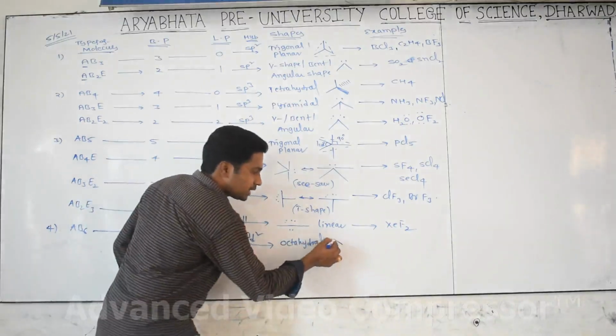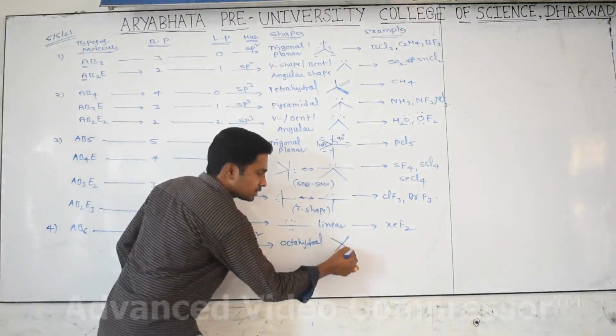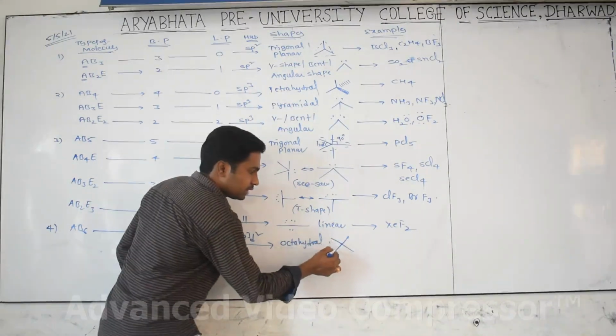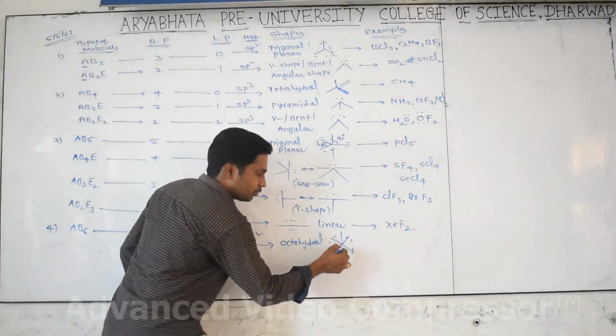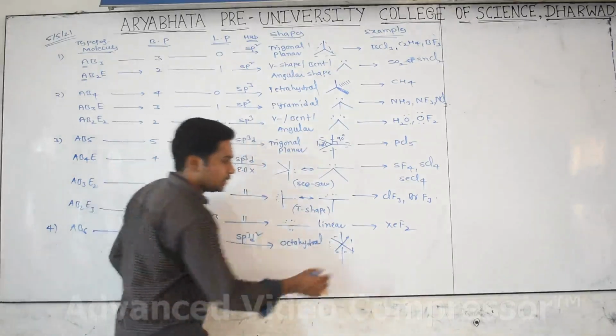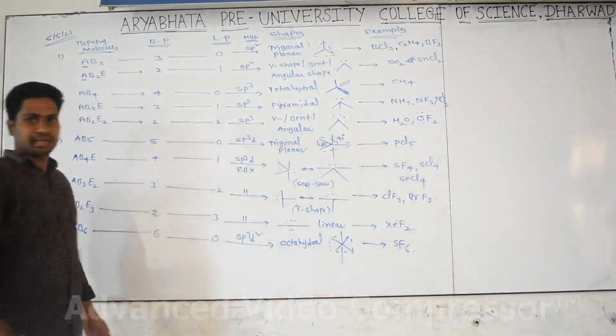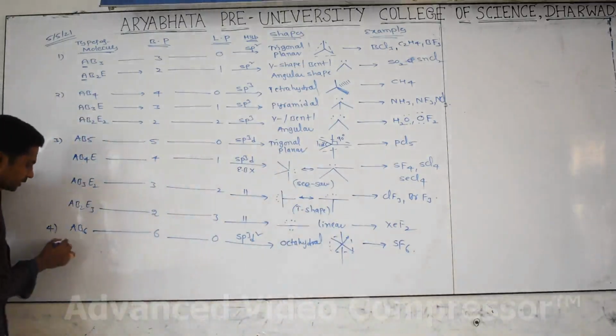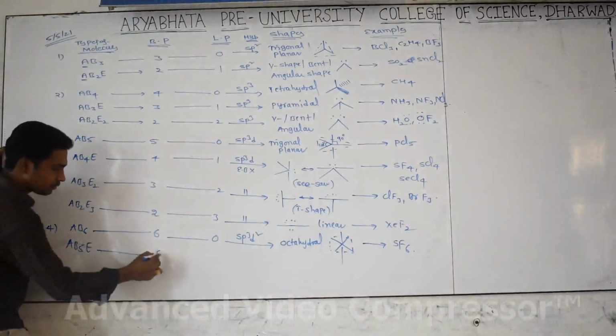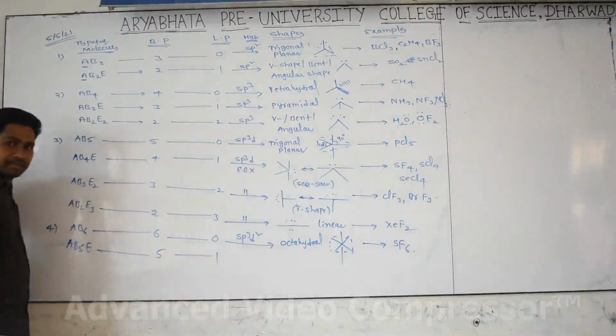Octahedral geometry means the central atom has bonds like this, like this, like this, forming a square, and after that we get one bond above and one bond below. Already we land in sp3d2 hybridization because there is no lone pair, that's why the SF6 molecule is the best example. Now I am taking AB5E: 5 bond pairs and 1 lone pair.